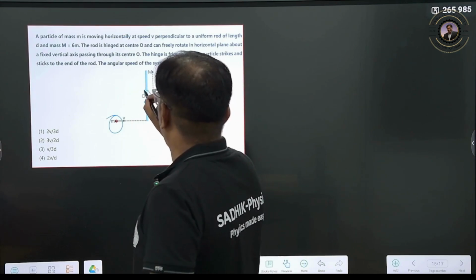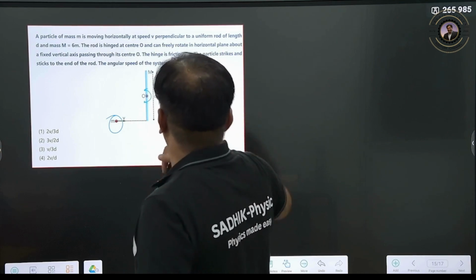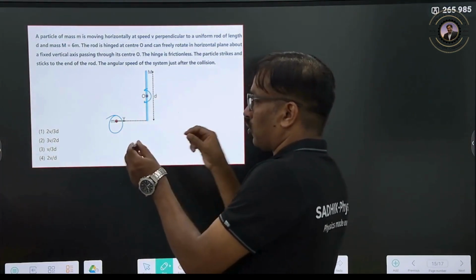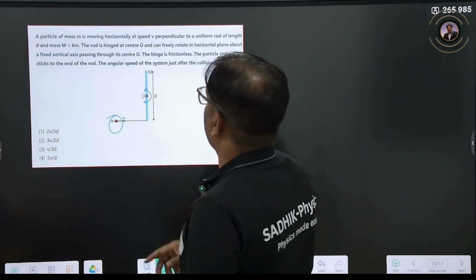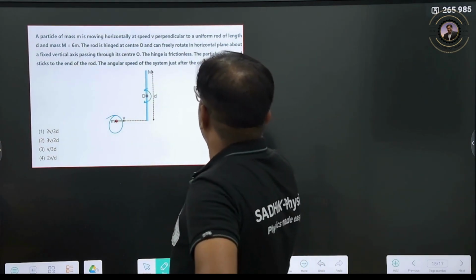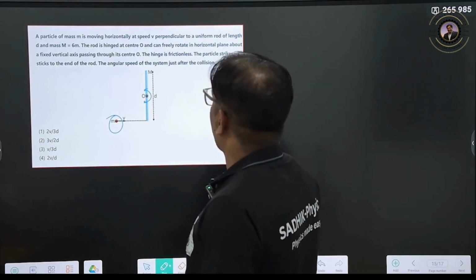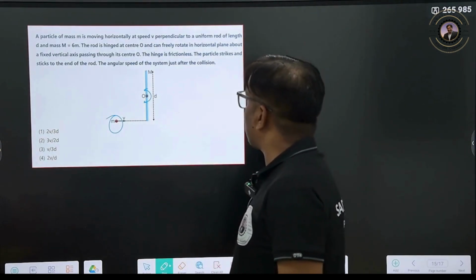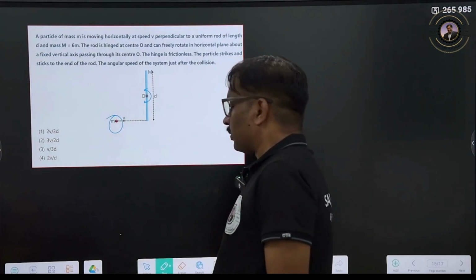Therefore it can freely rotate in a horizontal plane. Now one particle is coming and hitting onto this rod. It is a fixed axis, the hinge is frictionless, and the particle sticks to the rod. We need the angular speed just after the collision. Just after the collision, be careful now.